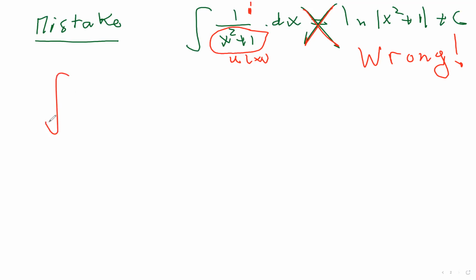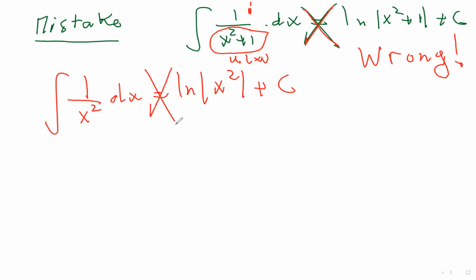For example, saying the integral of 1 over x squared dx is ln of x squared plus c. This is wrong, of course, again. And why is this wrong? Because we know the formula. In fact, the correct setting is like that.